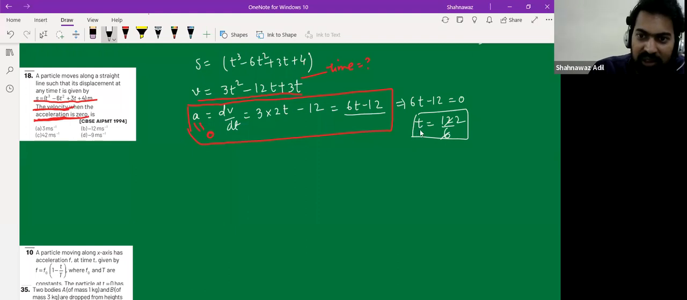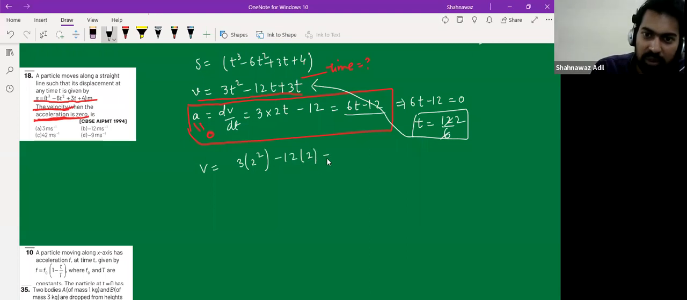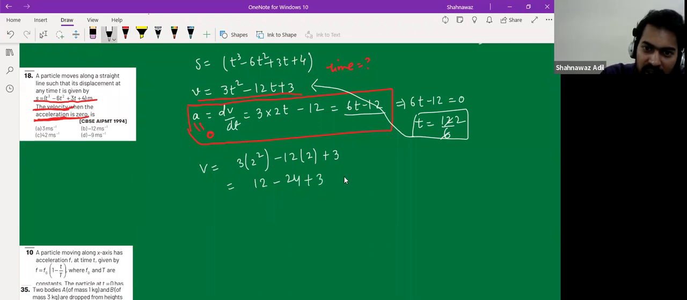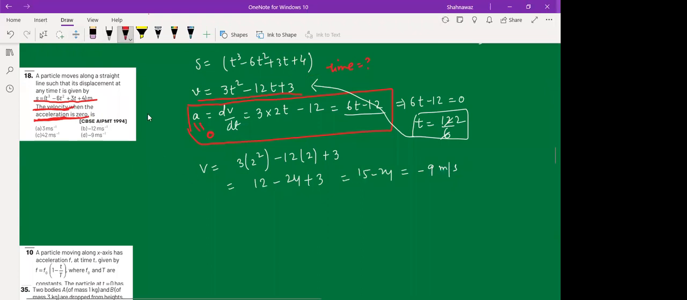And for this time, the acceleration is what? Zero. So we plug in this t in here. Okay. So v will be what? 3 into 2 squared minus 12 into 2 plus 3. Now wait a minute. This is 3, na? Right. Okay. So this is 3. So this is what? 12 minus 24 plus 3. So this is 15 minus 24. So this is minus 9. Okay. Understood? Yes, sir. So this is the right answer.